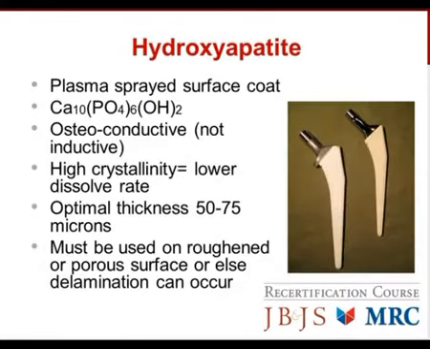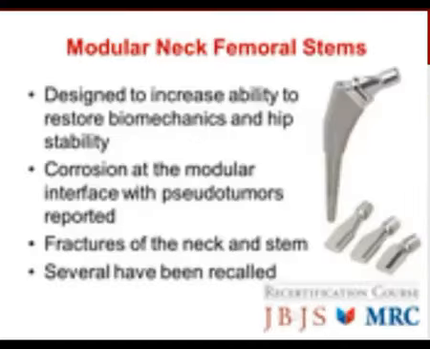Hydroxyapatite is an important surface coating to be familiar with. I've listed the chemical structure here, which has been tested in the past. Remember that hydroxyapatite is osteoconductive. It is not osteoinductive. And I've listed some other characteristics here to be familiar with when it comes to hydroxyapatite. It is important to remember that this is a surface coating. It can delaminate off the stem if ingrowth does not occur through the hydroxyapatite and into the stem underneath as well.